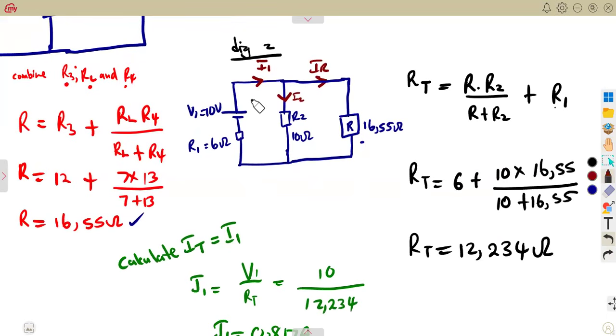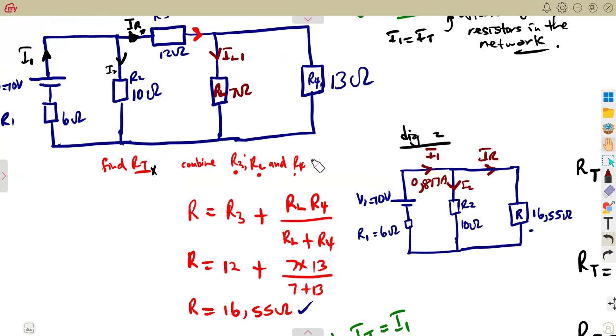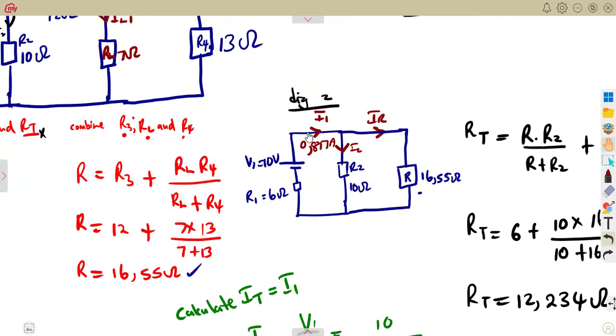Let me indicate it on the diagram so that we can properly see what I'm saying here. If this current here is 0.817, we can calculate this IR. Remember, it is the one that we need so that we can calculate this IL1. So how can we calculate this IR? We can call it the way that you want. You can call it I2. It's up to you the way that you're going to call this current.